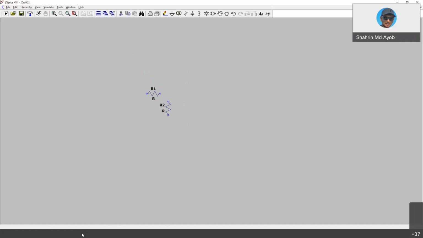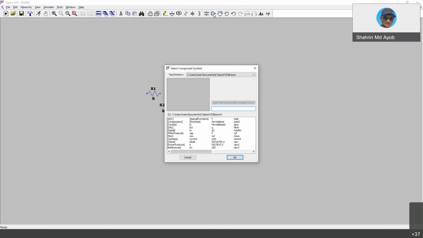Okay, another one. So this one you have a resistor, another resistor. Okay, right click, and then voltage source. As you can see here, there is no menu for voltage source, but you can search for it by clicking the component here, and then just type voltage. So there, highlighted. So just click here.